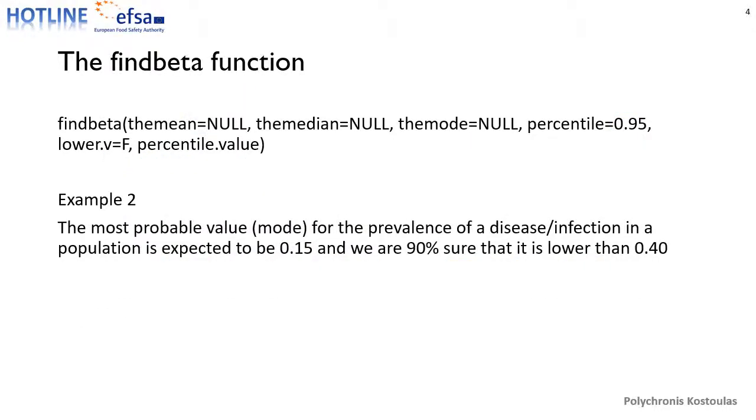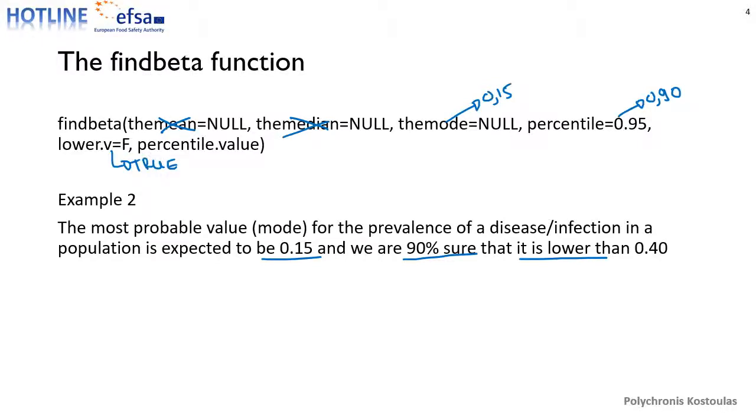Let's see another example. Assume that you're expecting the prevalence of a disease most likely to be 0.15. So this means that the mode is 0.15, and since you have specified the mode, you don't need to specify the median or the mean. Alright? And you're also 90% certain, so the percentile value now is not the default, it's 0.90. So you're 90% sure that it is lower, which means that now lower value is true.